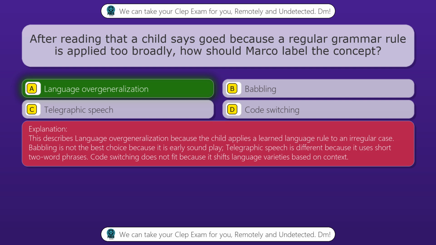This describes language overgeneralization because the child applies a learned language rule to an irregular case. Babbling is not the best choice because it is early sound play. Telegraphic speech is different because it uses short two-word phrases. Code switching does not fit because it shifts language varieties based on context.